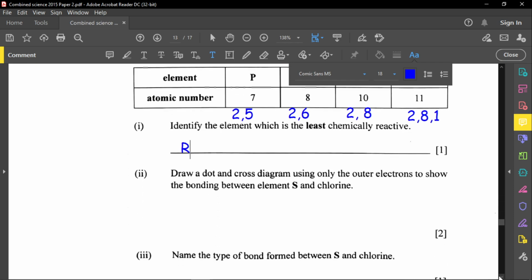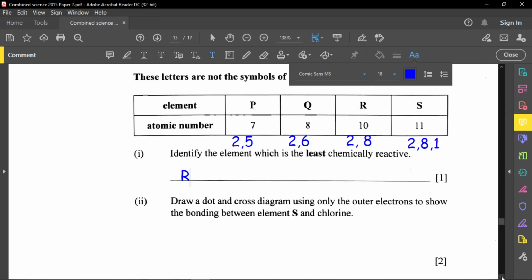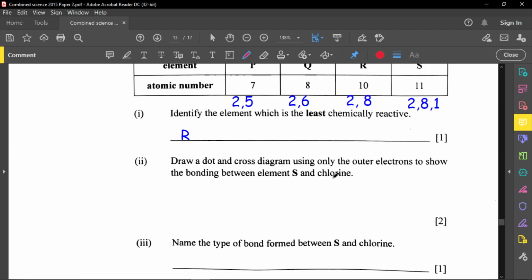Draw a dot and cross diagram using the outer electrons to show the bonding between element S and chlorine. So let's look at what element S is first and foremost, and we only need the valence outer electrons. Element S has 1 valence electron. We only need that 1 valence electron. So again, this is a metal, and chlorine is a non-metal. So this will be an ionic bond.